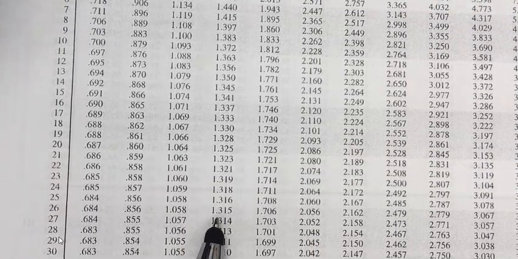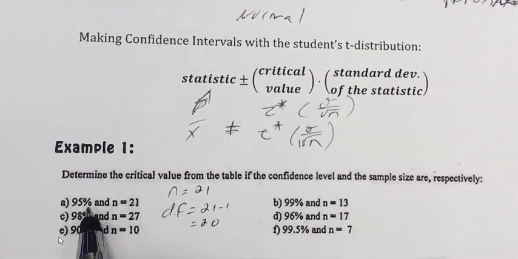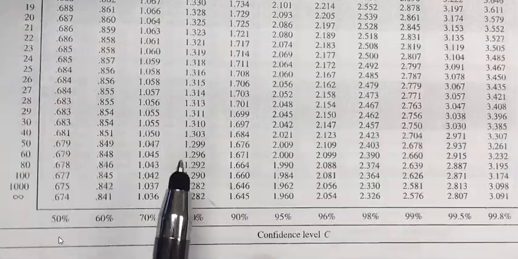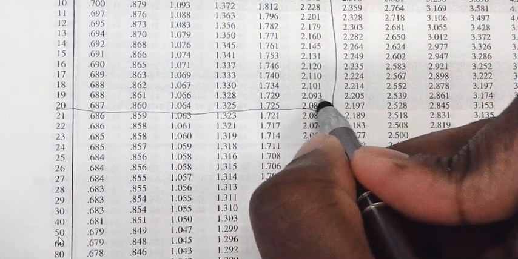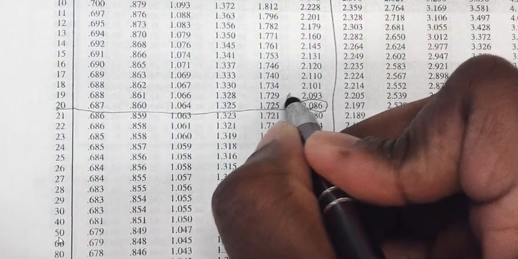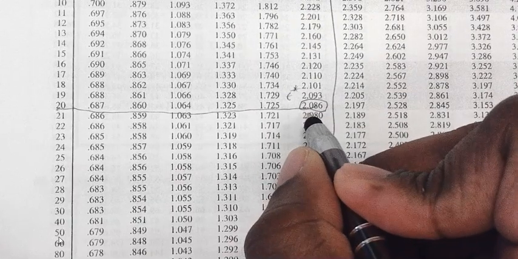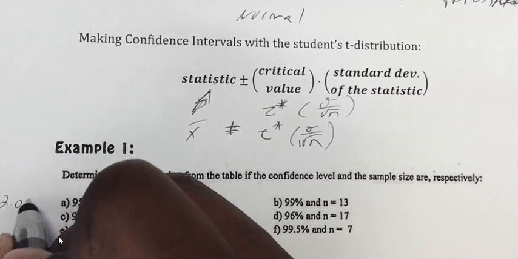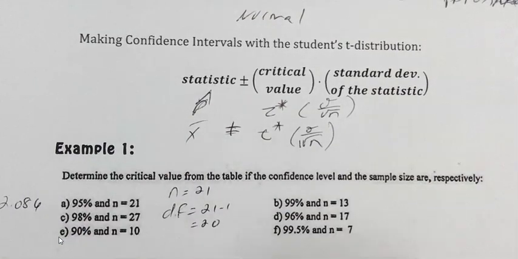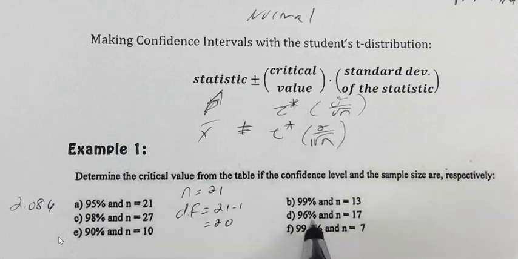Then we go to where the confidence level is, which they said is 95%. Here's 95%, and here's the line for 20. They meet right here. So that t star value, our critical value, is 2.086. You're going to use the table for each one of these. Now let's talk about using the calculator for it too.